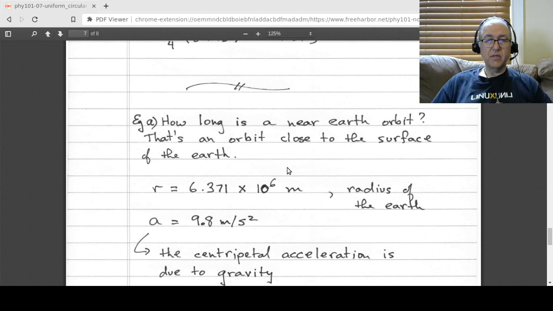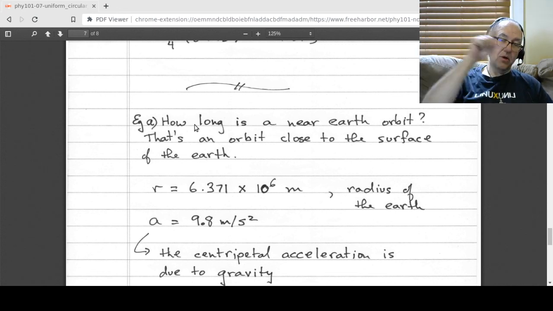It's not the point of this, but I just wanted to give you an idea of what a near Earth orbit is. If you could get a near Earth orbit, it would only take about 90 minutes to go around the entire Earth, about an hour and a half, which is pretty neat.